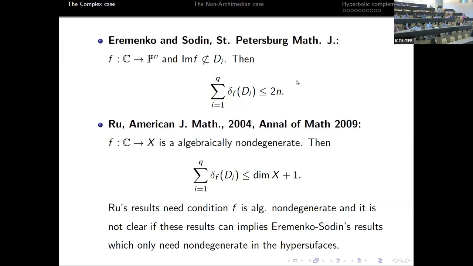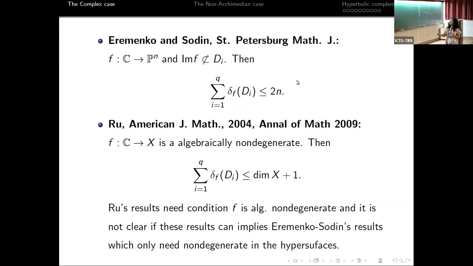And then Zhu, in 2002, worked for X a projective space, and in 2009 he worked for any variety, and he got a better bound here. So here n plus 1 is replaced by 2n, okay?